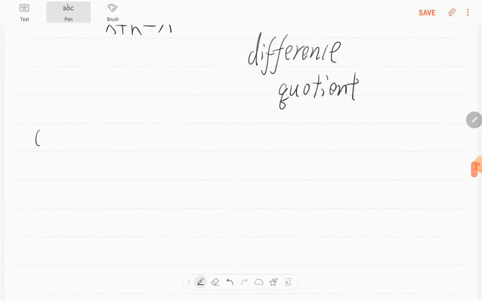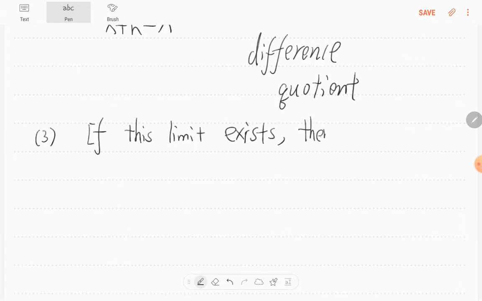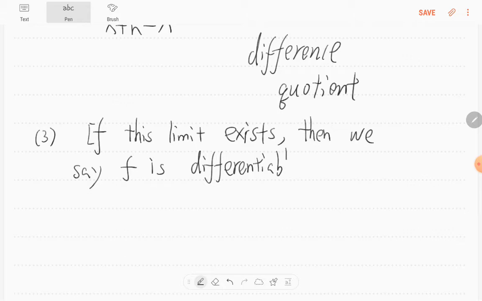3. The next question is, if this limit exists. We know that sometimes the limit does not exist, right? But if this limit exists, then we say f is differentiable at x.